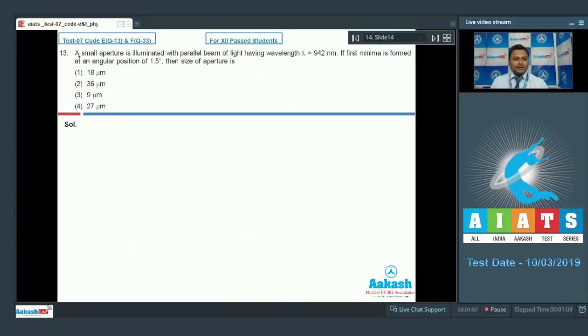So here is question number 13. A small aperture is illuminated with a parallel beam of light having wavelength lambda equals 942 nanometer. If the first minima is formed at an angular position of 1.5 degree, then what will be the size of aperture? We have to calculate the size of the aperture, and we know very well the condition for minima in Fraunhofer diffraction by a single slit is given by A sin theta equals n lambda. This is the condition for minima, or you can say dark fringe.